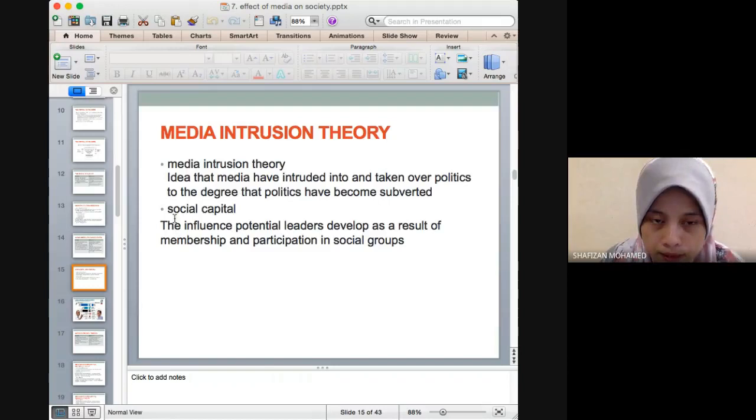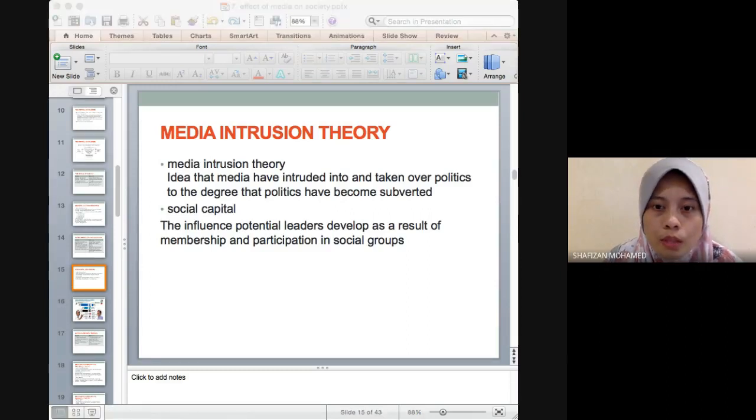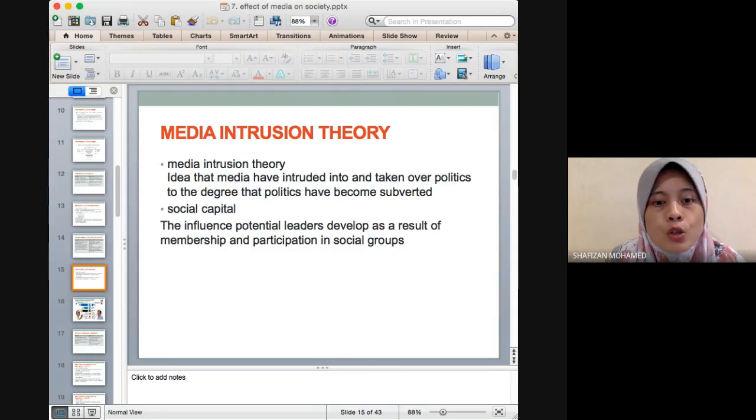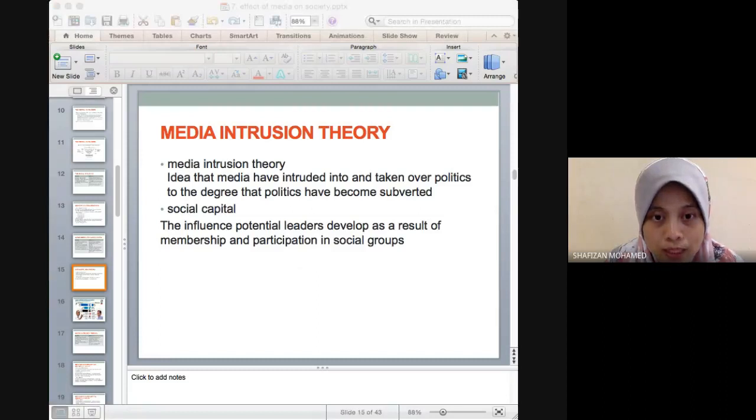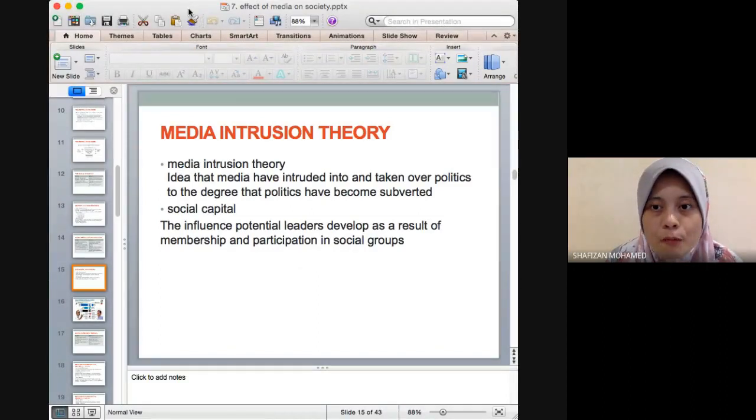What is social capital? You know what capital is, right? When you want to do business, for example, you need capital, the money to start your business. But capital is not just money. It could be resources, or the infrastructures that you have. Anyone with good social capital has better potential to be successful. In the sense of politics, social capital means the influence potential leaders develop as a result of membership and participation in social groups.